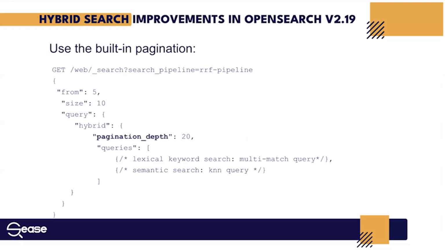So here is how we use it in practice. For pagination depth, under the hybrid query, you just provide the value here, and then it works. That's in the query.